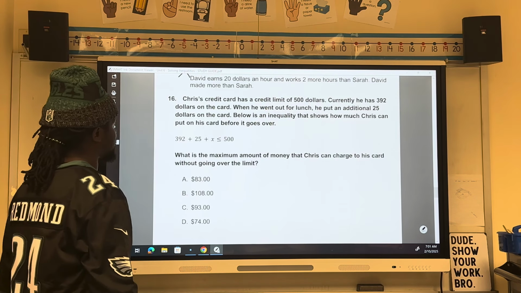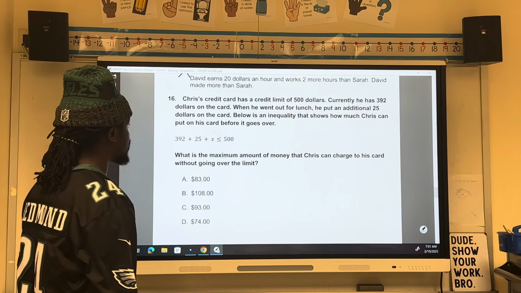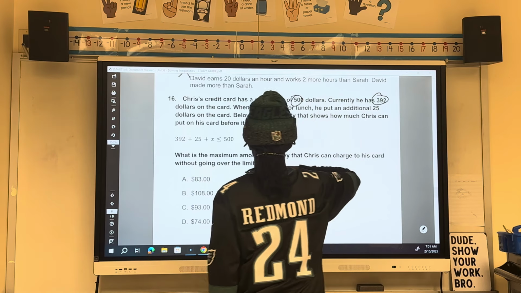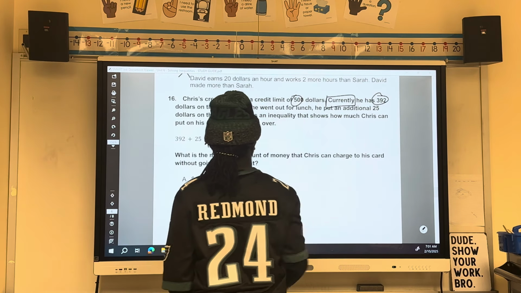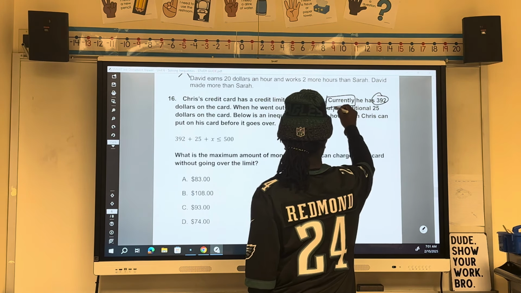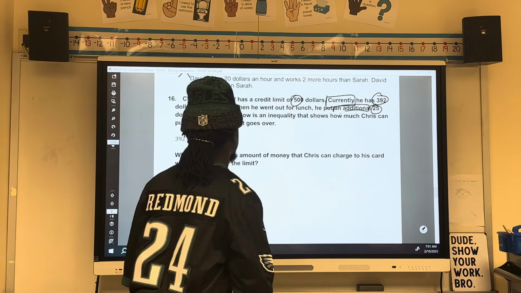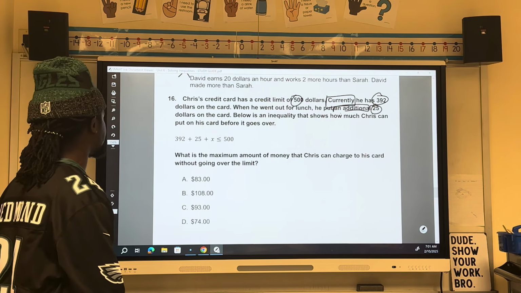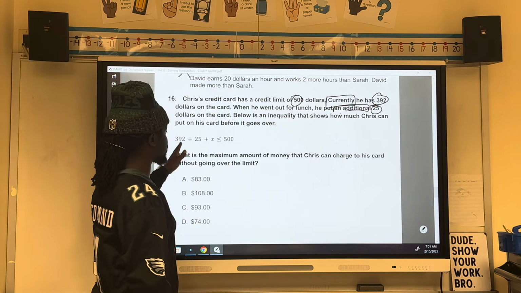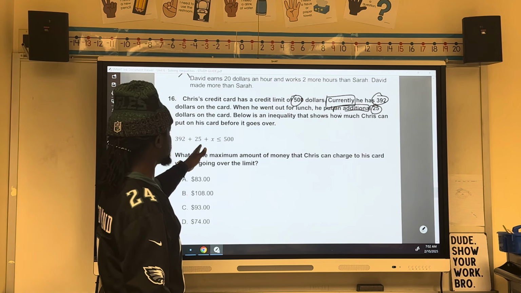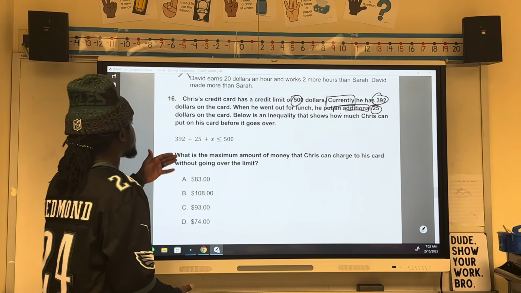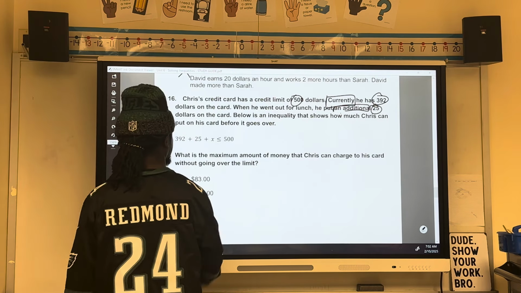All right, Chris's credit card has a credit limit of $500. Currently he has $392 on his card. When he went out for lunch, he put an additional $25 on the card. Below is an inequality that shows how much Chris can put on his card before he goes over it, all right? So he had 392, then he put plus 25, okay? Then plus X is how much, and then to not go over, less than or equal to 500. So then we just gotta solve this, all right?